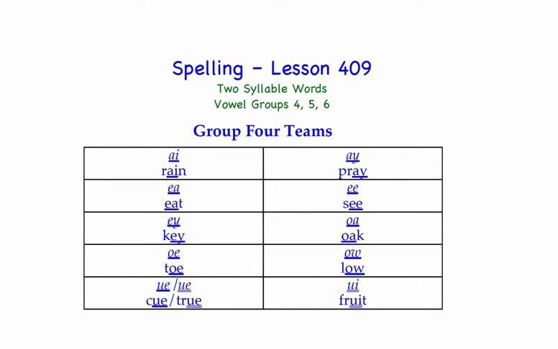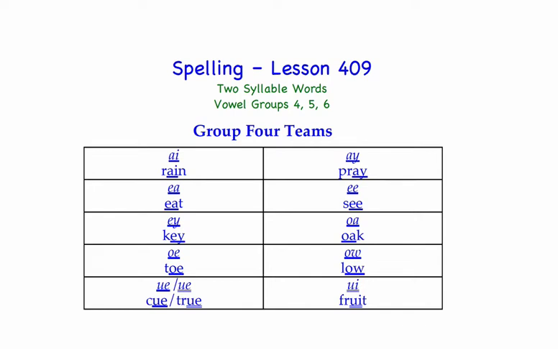This is lesson 409, a spelling dictation lesson. These words I dictate will all be 2 syllables, and they will contain vowel group 4, 5, or 6 teams. Vowel group 4 is when 2 vowels join together, form a team, and the first vowel makes its long sound.